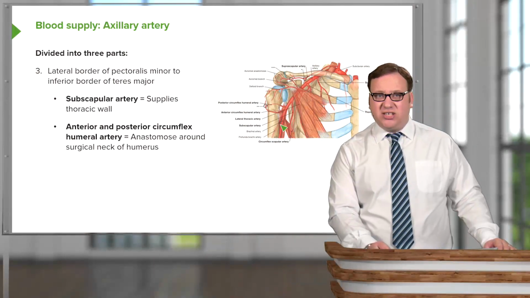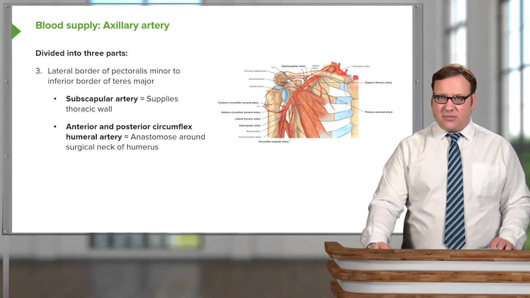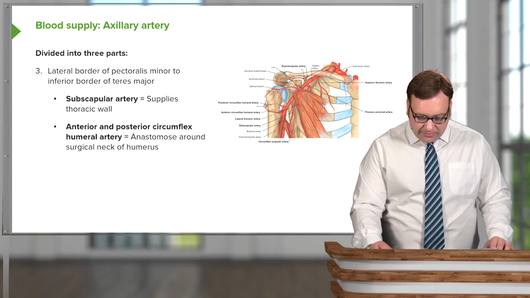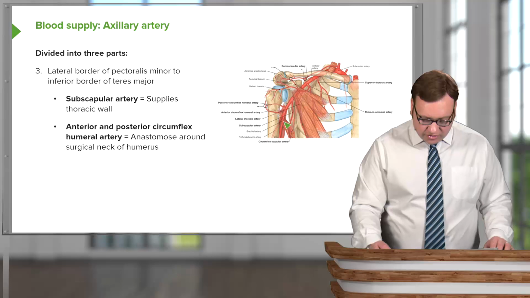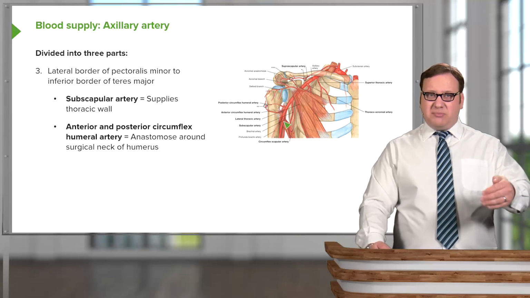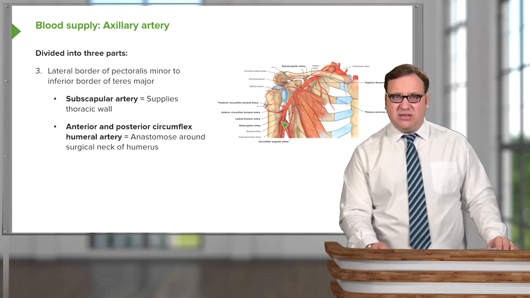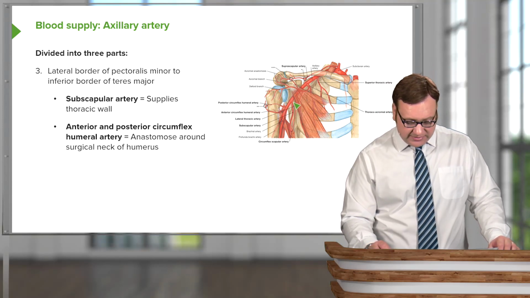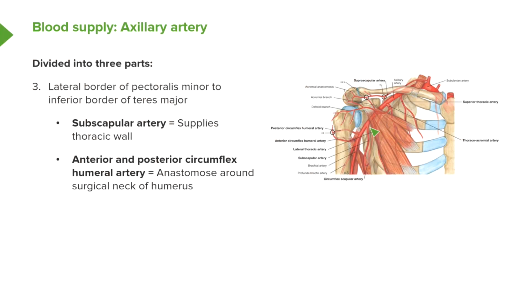And the axillary artery finishes as it passes alongside the inferior border of teres major, where it then becomes the brachial artery. So as the axillary artery passes the inferior border of teres major, it becomes the brachial artery. But within these boundaries, the third part of the axillary artery gives rise to two circumflex humeral arteries. It gives rise to an anterior and posterior circumflex humeral artery.